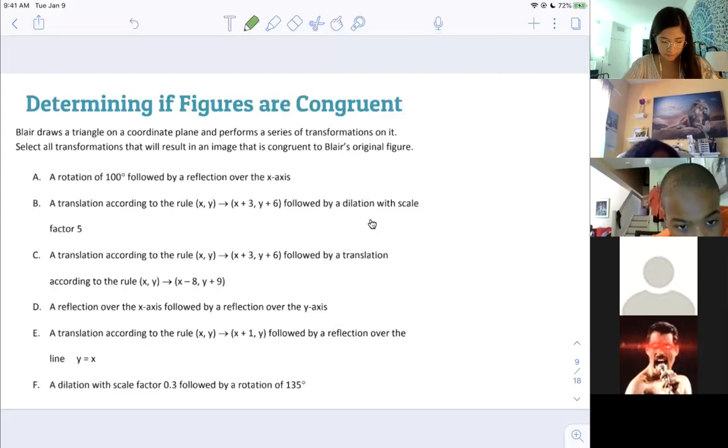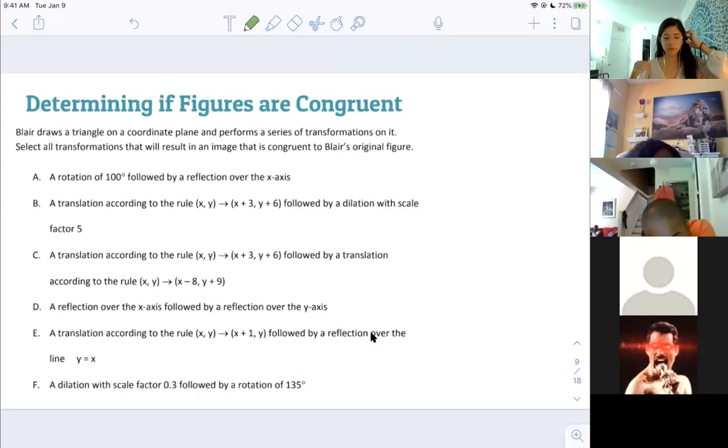And this one is select all that apply. So make sure, oh wait, we're just looking for the ones that are congruent. Okay. This is select all that apply. So make sure when you're choosing, you know it's going to be more than one answer. While you guys are reading through, I'm going to read it out loud. So Blair draws a triangle on a coordinate plane and performs a series of transformations on it. Select all transformations that will result in an image that is congruent to Blair's original figure. So which of these will be congruent?